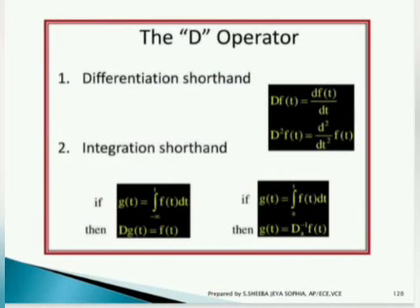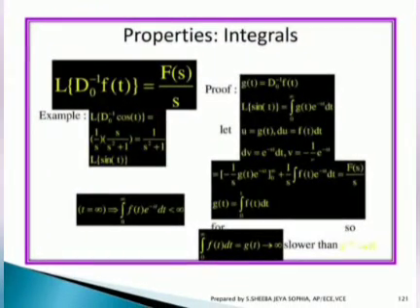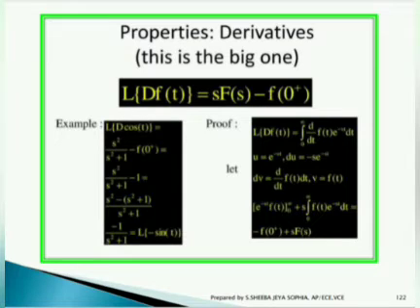Differentiation: df(t)/dt, and d²f(t)/dt². Integration: g(t) equal to the integral from minus infinity to t of f(t) dt means dg(t) is equal to f(t). If g(t) is equal to the integral from 0 to t of f(t) dt, then g(t) is equal to d^(-1)/dt^(-1) of f(t). Integral property: L of d^(-1) f(t) is equal to F(s)/s. Derivative property: L of df(t)/dt is equivalent to s F(s) - f(0+).